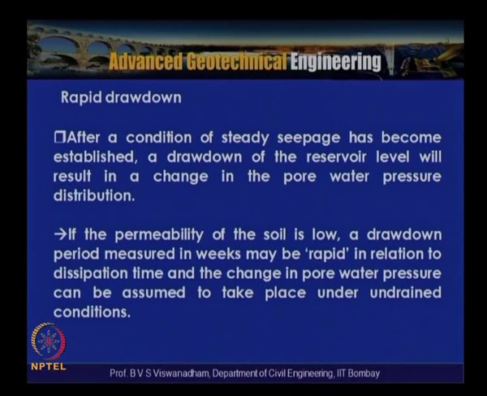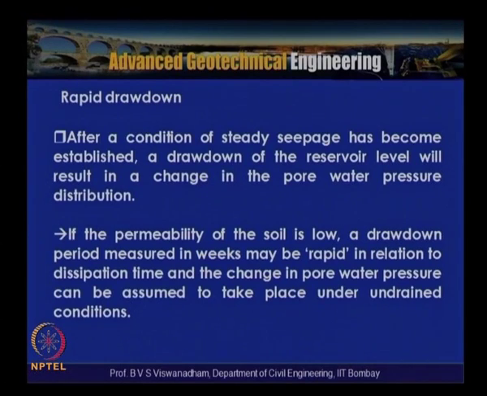In the rapid drawdown condition, once steady seepage conditions are established because of a constant water level, a drawdown of the reservoir level will result in a change in the pore water pressure distribution within the slope. This depends upon the rate at which the drawdown is taking place, and also the coefficient of permeability of the soil. After steady seepage has become established, a drawdown of the water level in the dam will result in a change in the pore water pressure distribution.